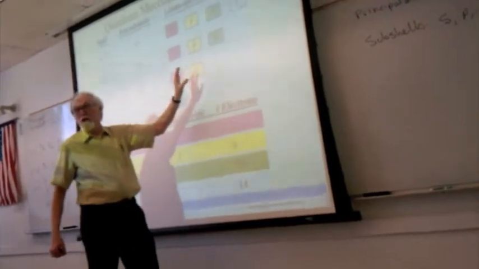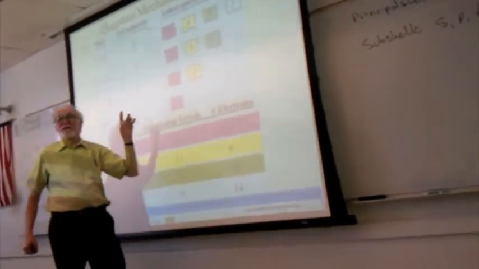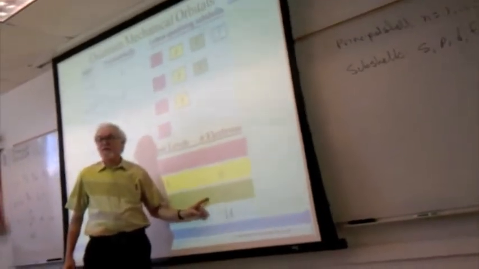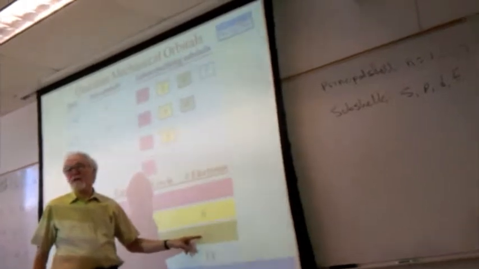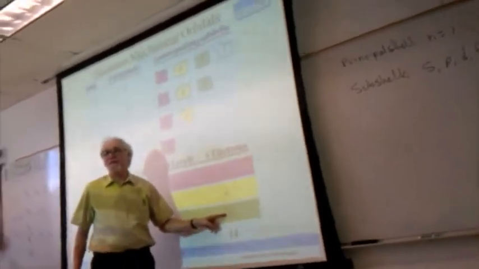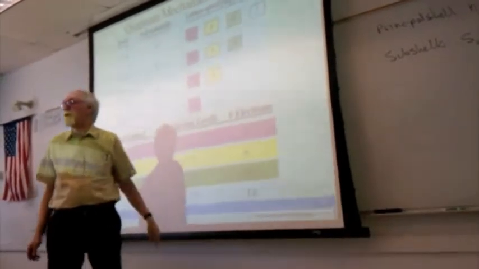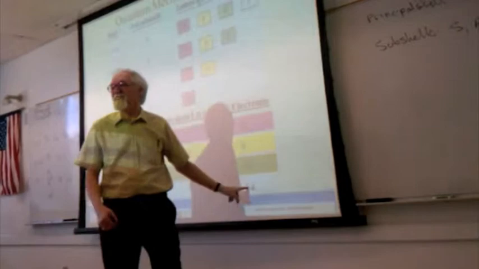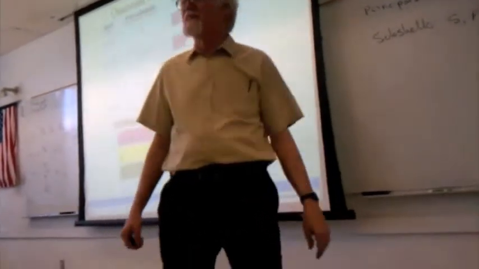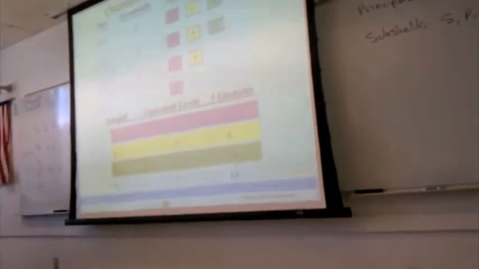Transition metals. How many columns of transition metals? 10. The transition metals, 10. Those 2 rows down at the very bottom that we're not going to fool with. How many do you think? 14. Yes, 14. And we're going to start filling those things up.